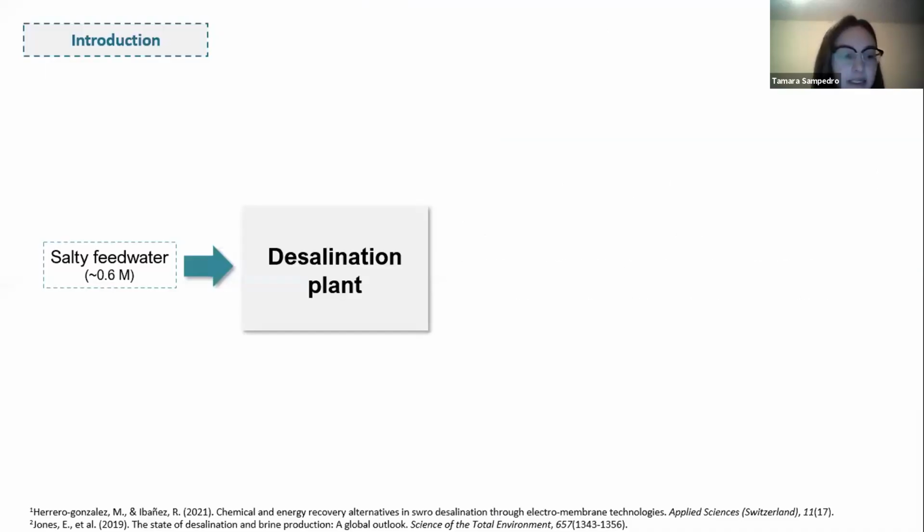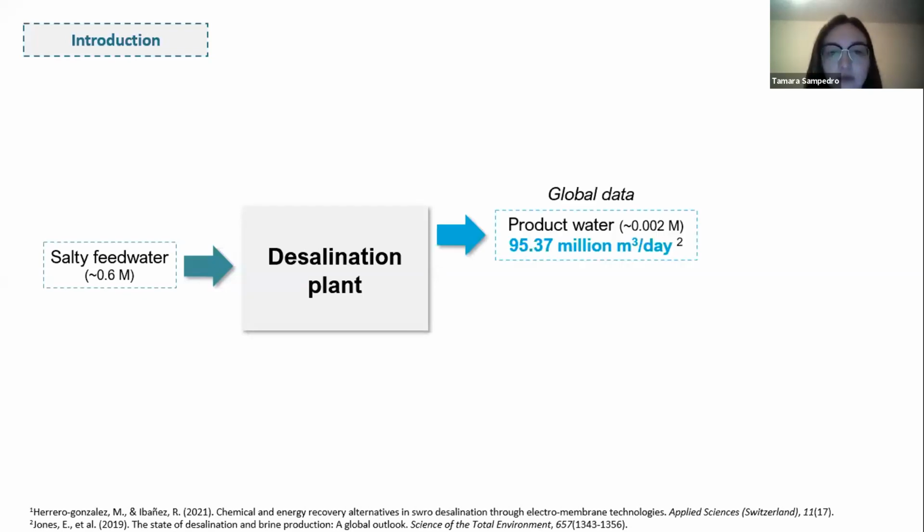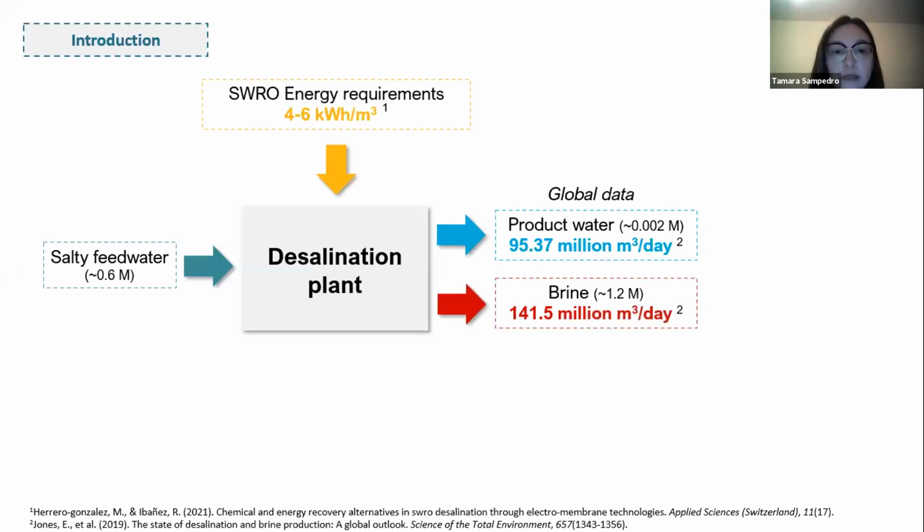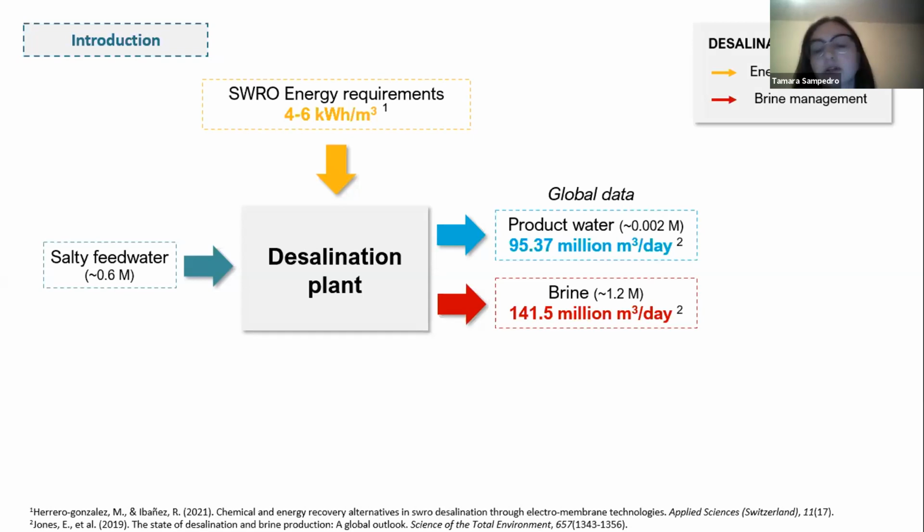In desalination plants, the intake water stream with high salt concentration is separated into a freshwater stream and a concentrate waste stream. Moreover, the desalination process has associated energy requirements that, in the case of seawater reverse osmosis, have been estimated in the range of 4 to 6 kilowatt-hours per cubic meter. In this context, the energy consumption and brine management have been defined as key barriers for desalination expansion.